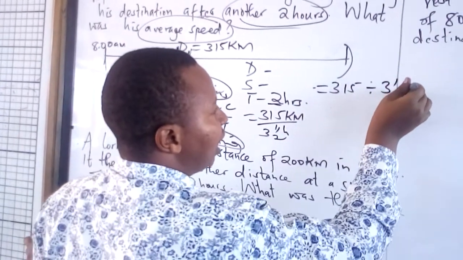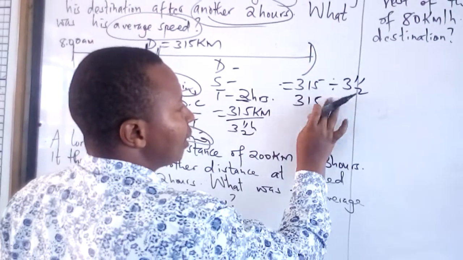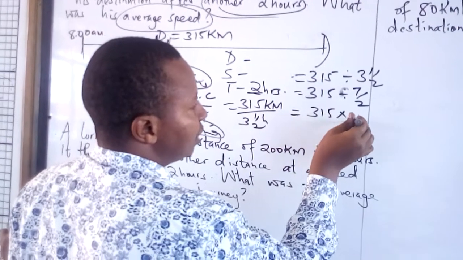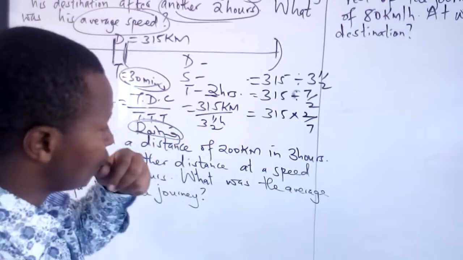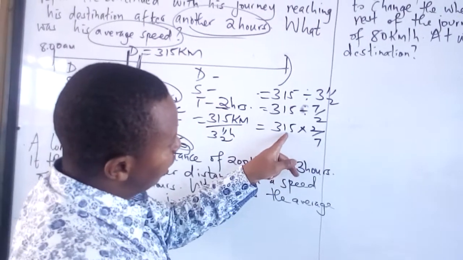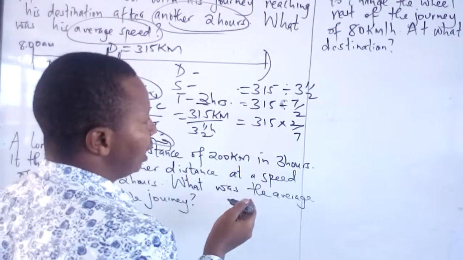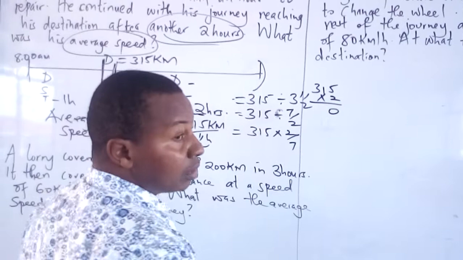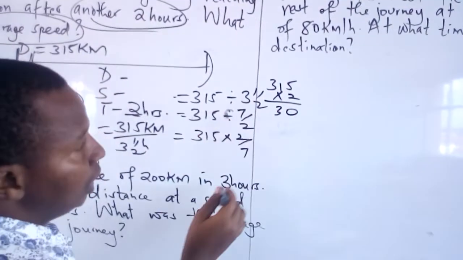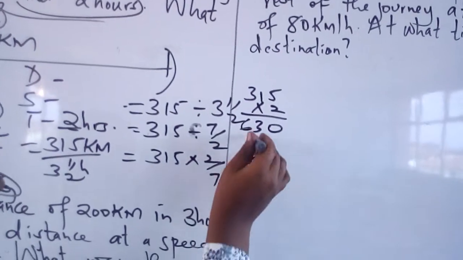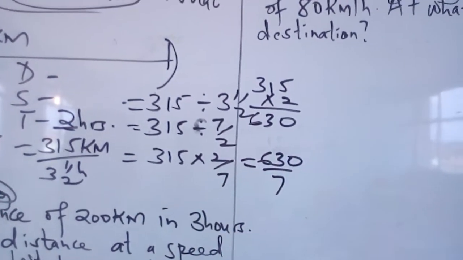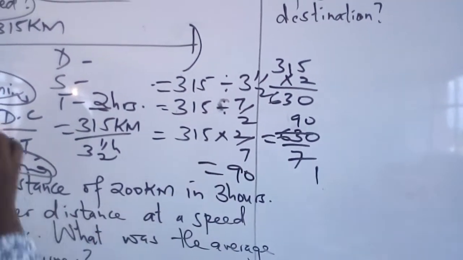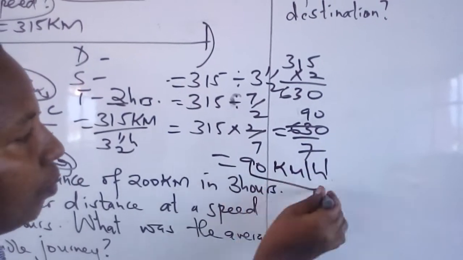So it will be 315 divided by 3.5, which is 315 divided by 7/2, which is 315 times 2/7. Your 7 cannot simplify this, so you can multiply directly. 315 times 2 is 630, over 7. 630 divided by 7 is 90. So this one would be 90. What are we getting? Speed. So it is kilometers per hour.